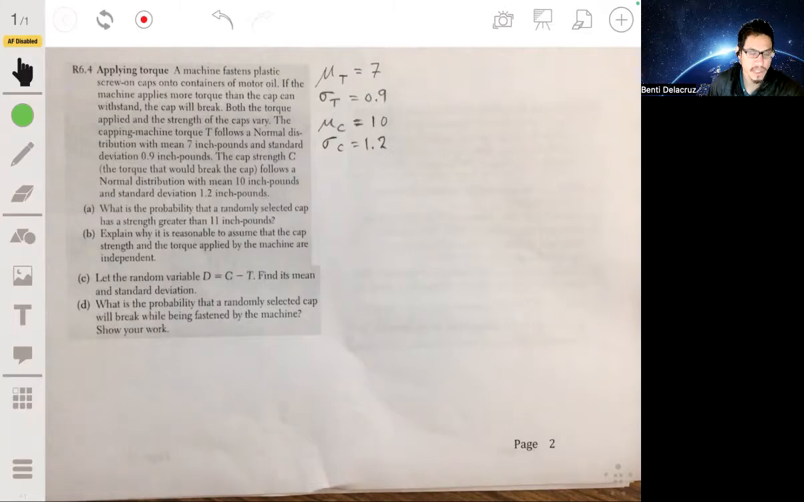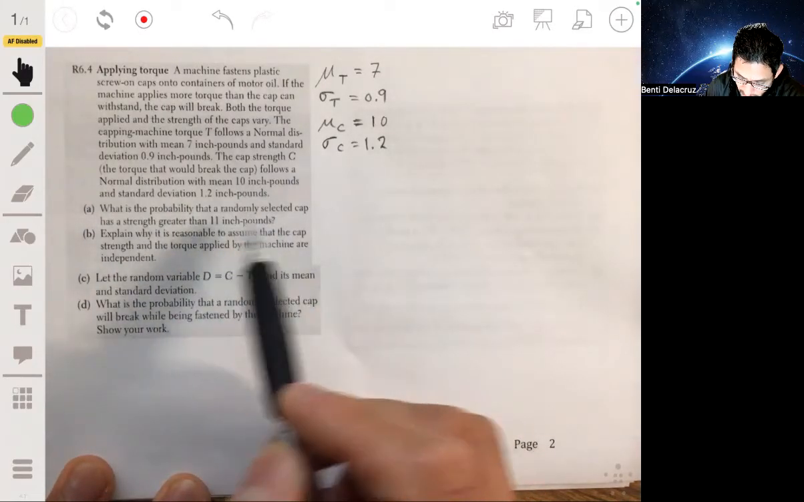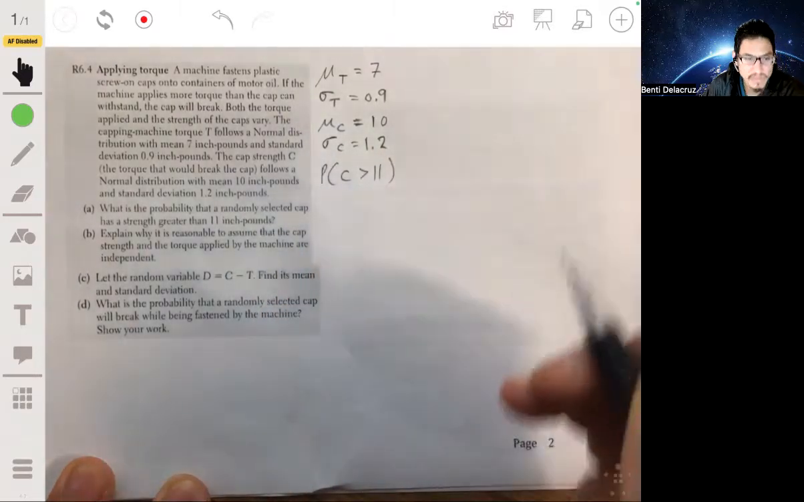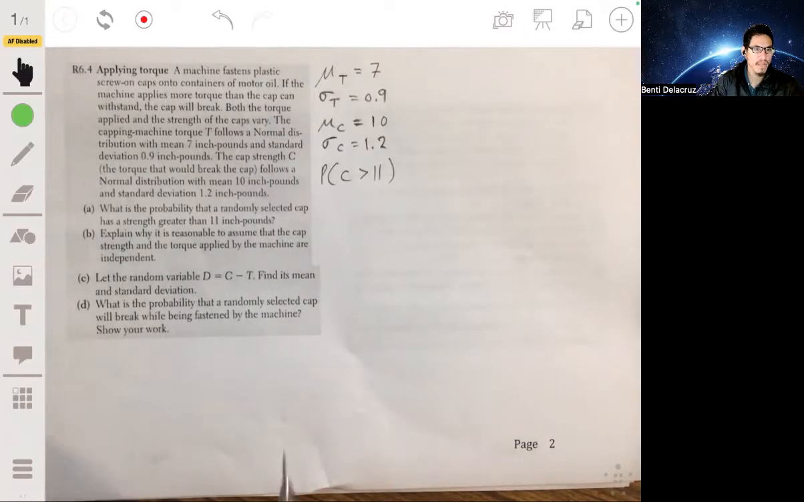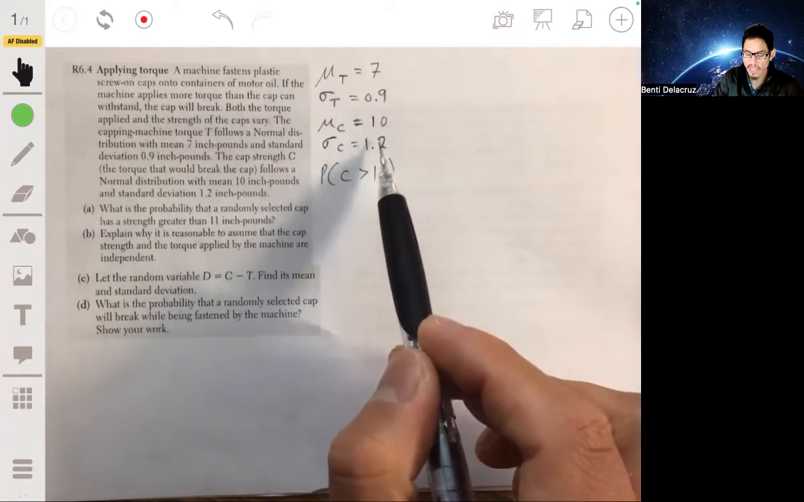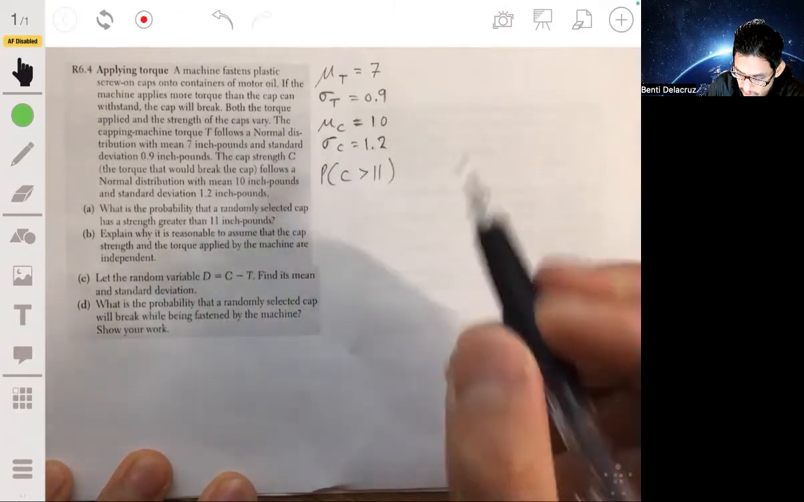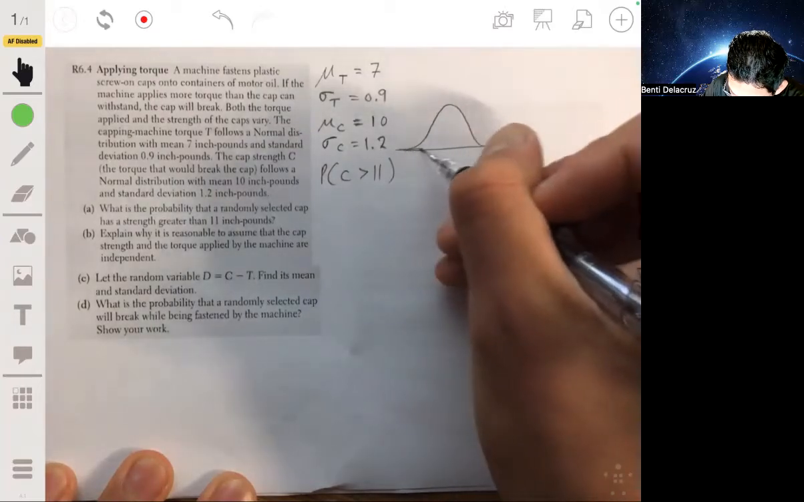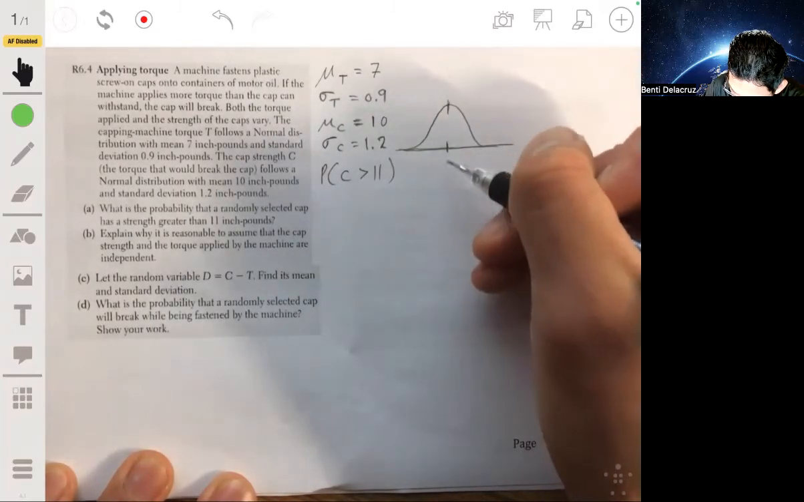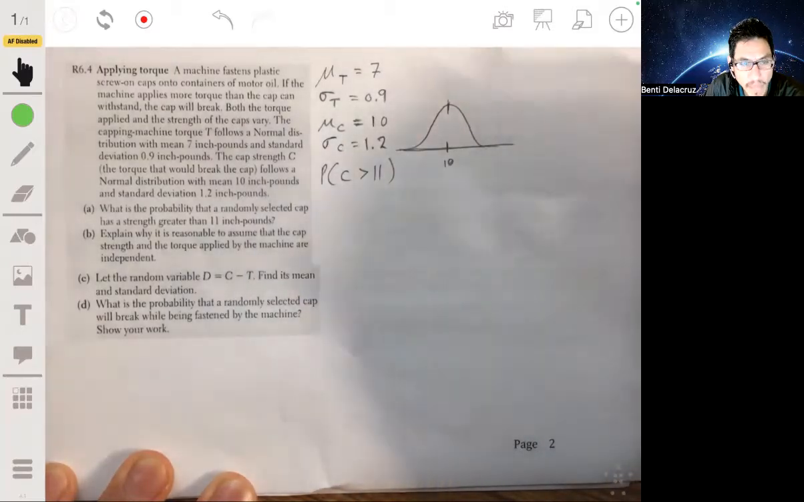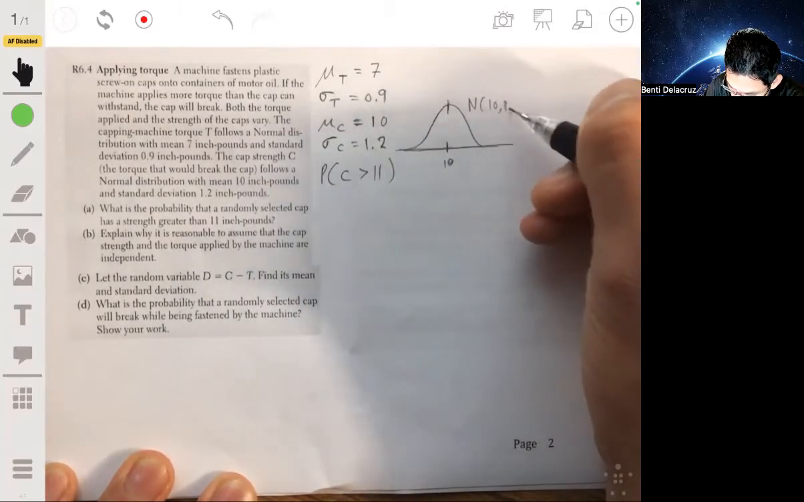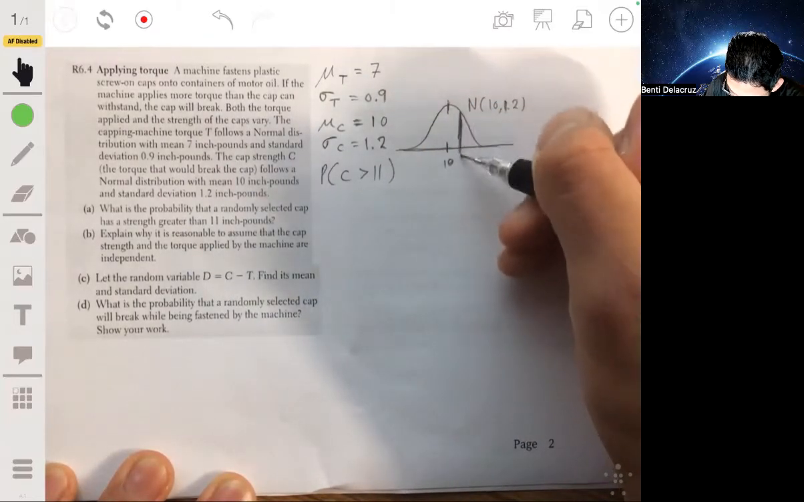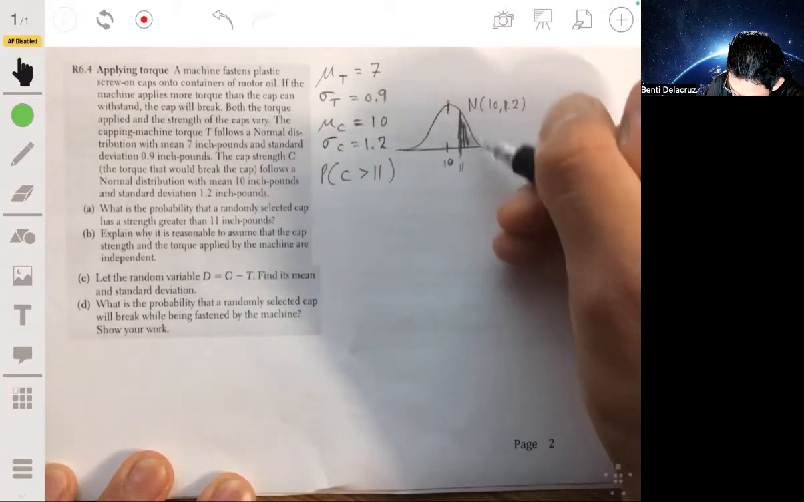But we're trying to find part A, the probability that a randomly selected cap has a strength greater than 11 inch-pounds. So we want to find the probability that C is greater than 11. We're looking at this distribution, the mean of 10 and a standard deviation of 1.2. Let's draw a little normal curve sketch. Mean of 10. Normal, so N of 10 comma 1.2. And we're trying to find essentially the area to the right of 11 here.